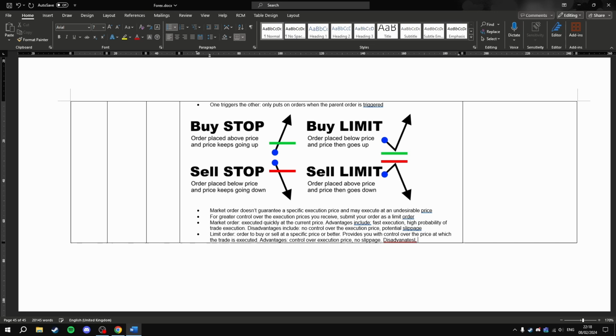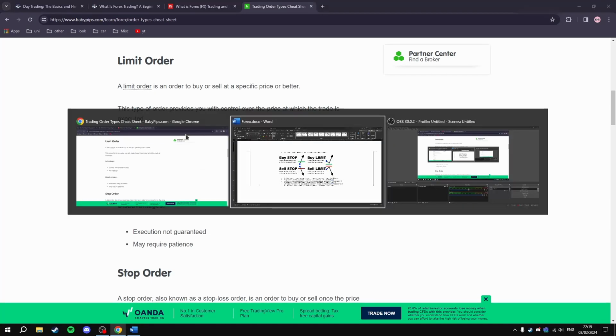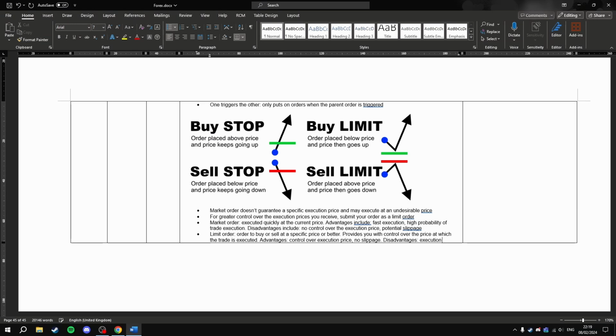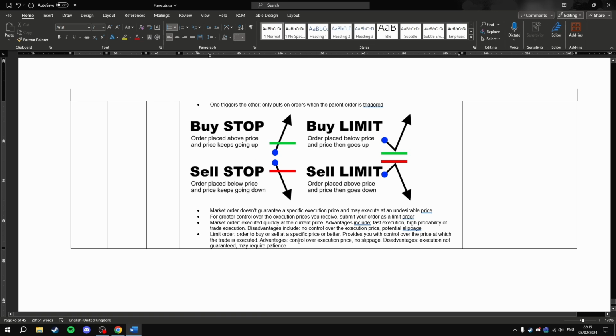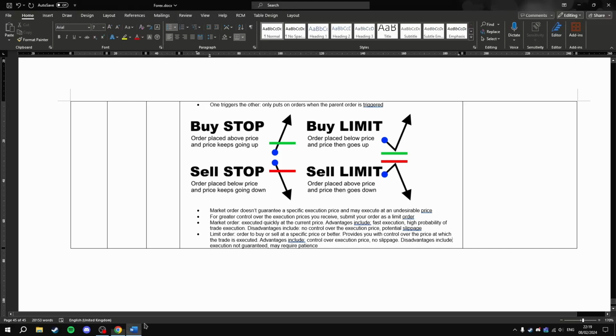Disadvantages: execution not guaranteed, may require patience. Advantages include, disadvantages include. Stop order.